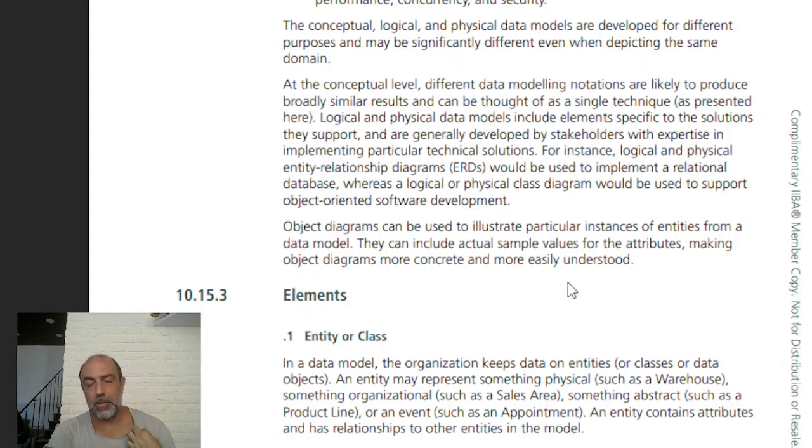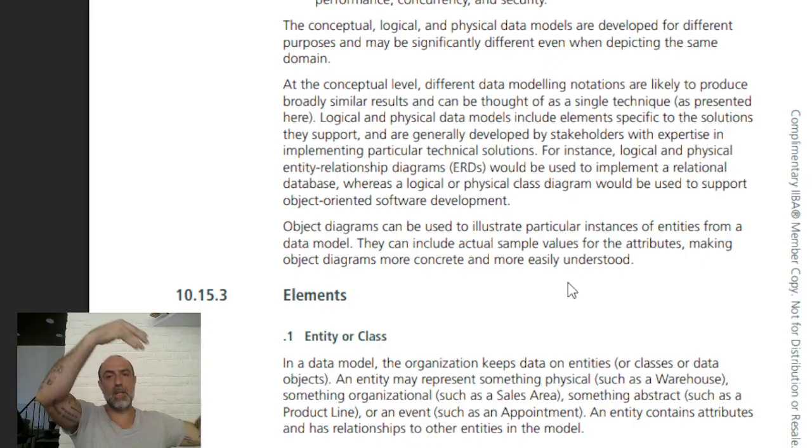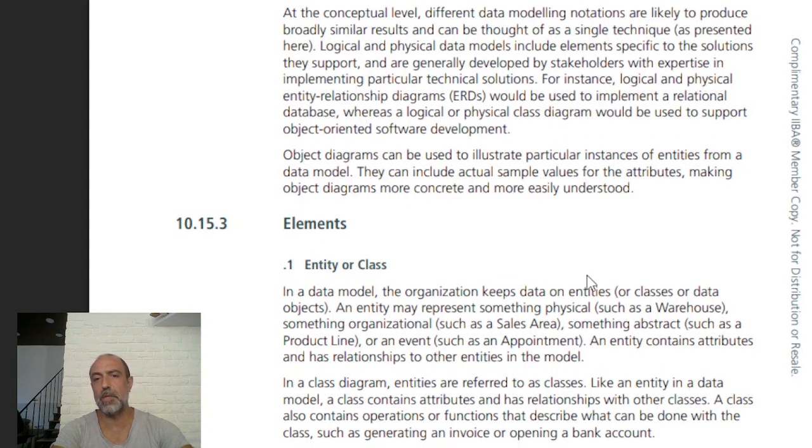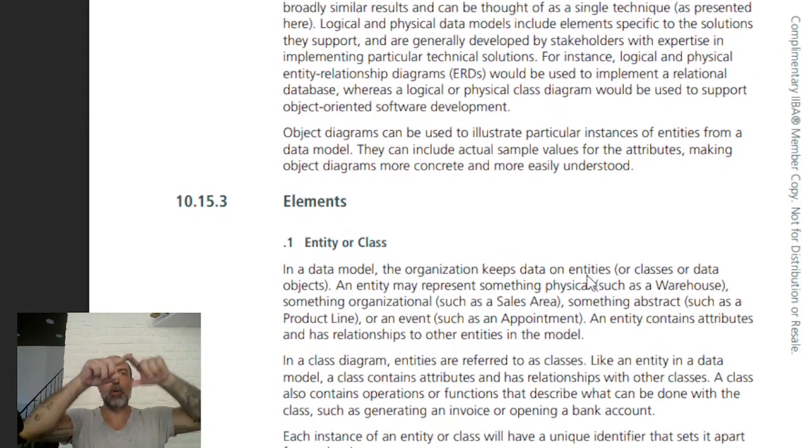That's what they're talking about right here. So one is the functionality for the actual design and how the database is related. ERDs are basically languages for databases to be created and for how they connect with each other. And there are languages for how we fill the databases, which is basically back-end languages. Object diagrams can be used to illustrate particular instances of entities from a data model. They can include actual sample values for the attributes, making object diagrams more concrete and more easily understood. Right, we draw them, this leads to this, and this does this, and in between, these are the functions that happen. There are a lot of ways for us to draw them.